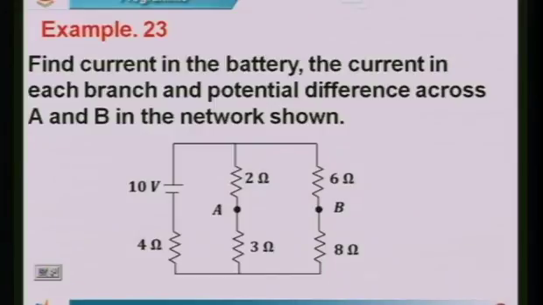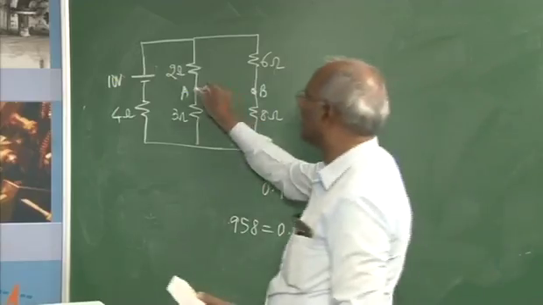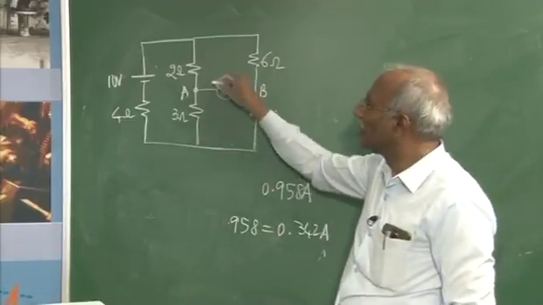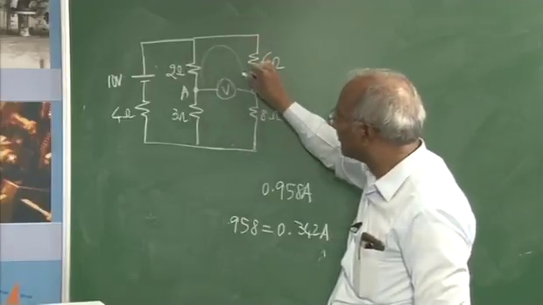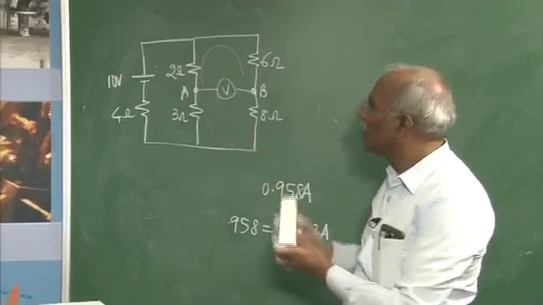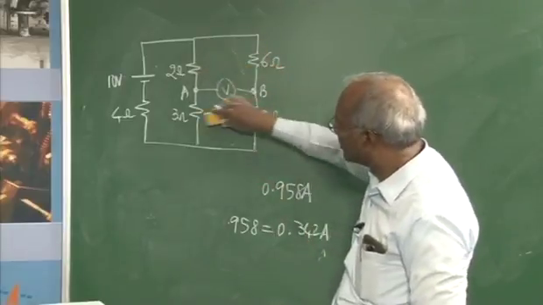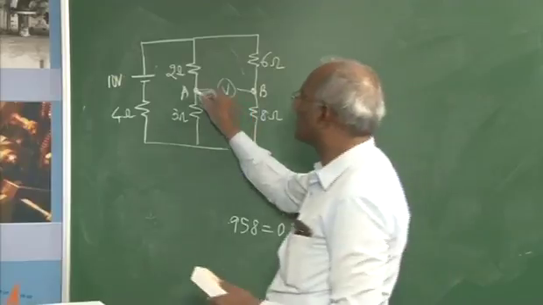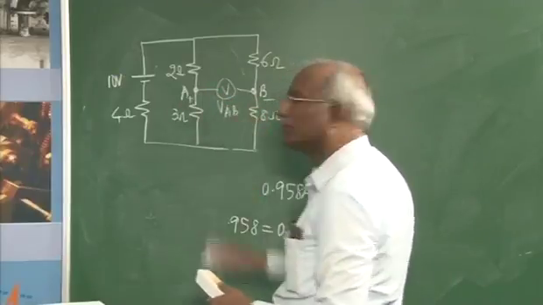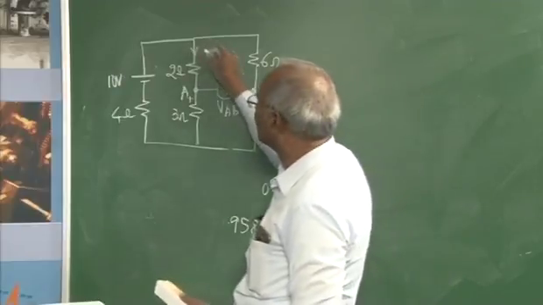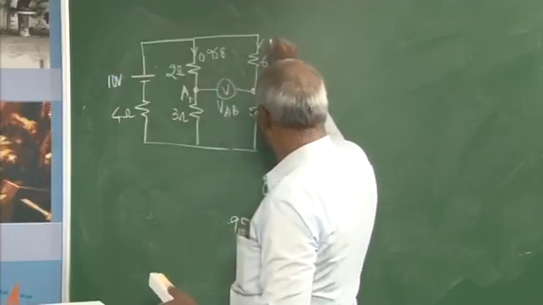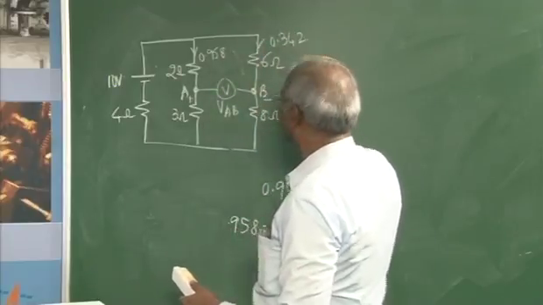To find the voltage, you connect a voltmeter here. This voltmeter will record the difference in potential in this path or the difference of potential in this path. Both of them should be the same. In that respect, what will be the potential difference here now? If I take A as plus and this as minus, this can be written as equal to VAB. The current here is this way, 0.958, and the current here is 0.342 amperes.